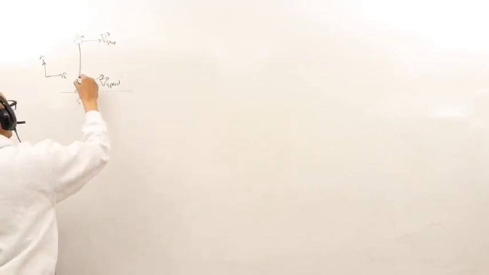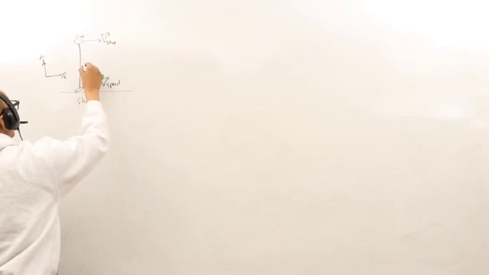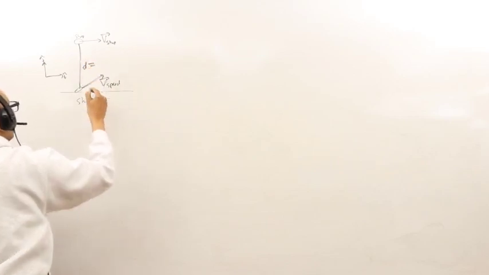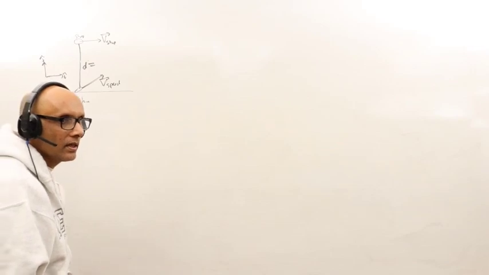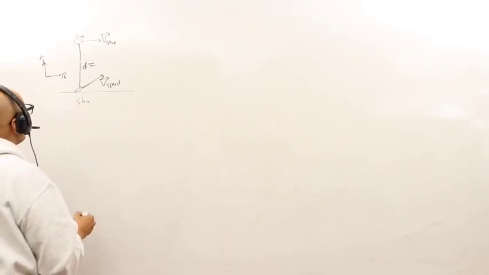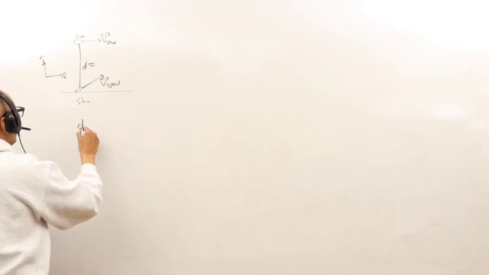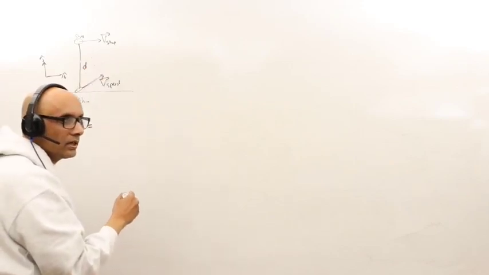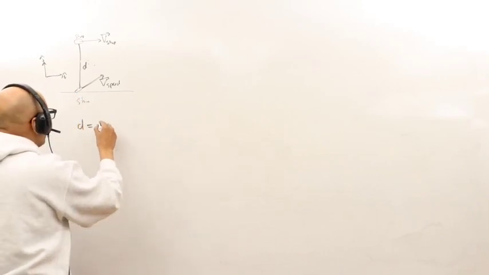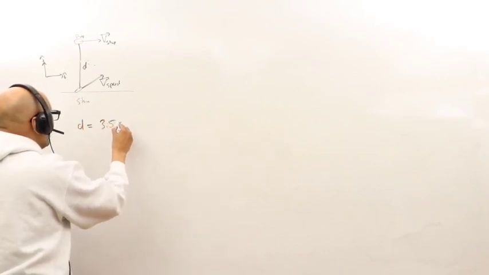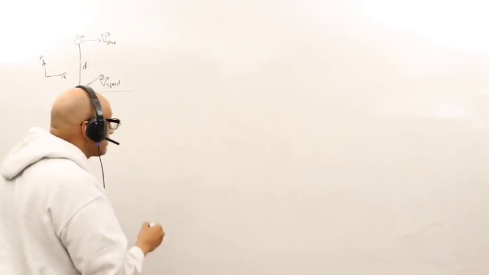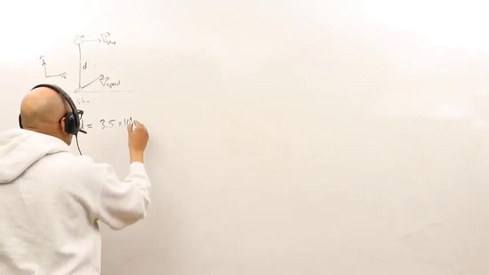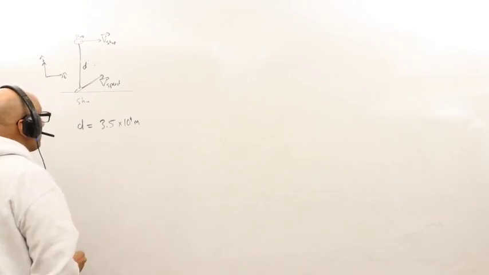And we know that this displacement where the ship is located, let's call it D, is right over here. D is given by 3.5 times 10 to the 4 meters, or 35 kilometers away.